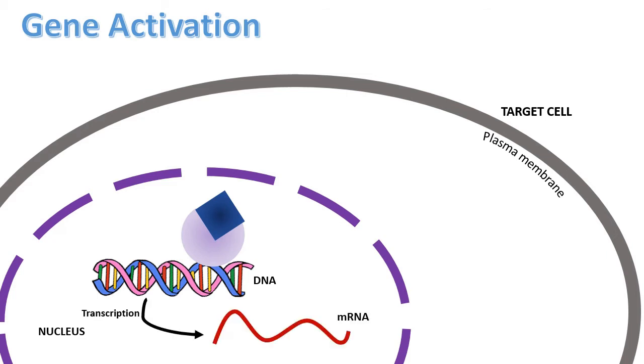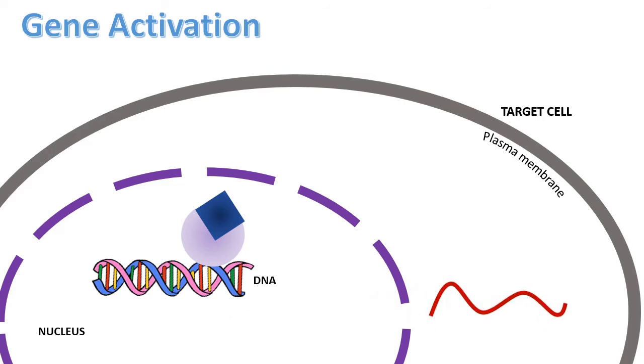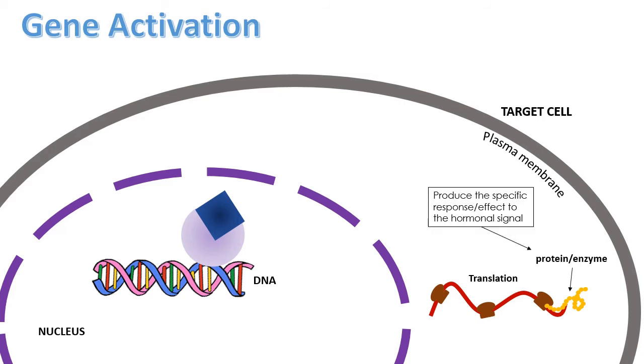This will lead to the transcription of the specific gene to produce mRNA. Then the mRNA will diffuse out from the nucleus through the nuclear pore and undergo translation, where it will produce a specific protein or enzyme based on the gene. Then the specific protein will produce the specific response or effect to the hormonal signal.